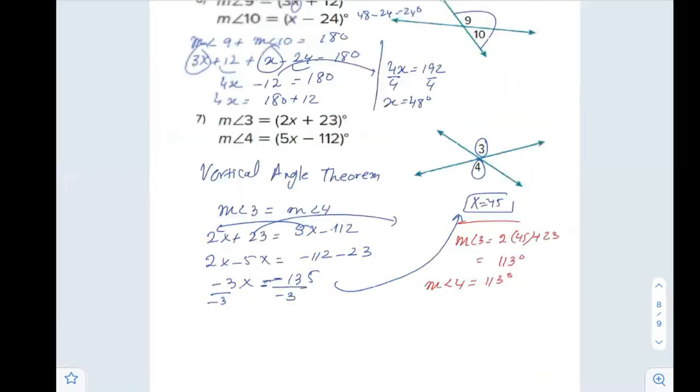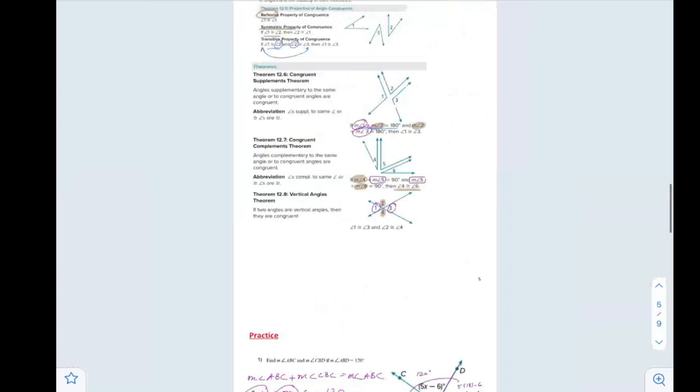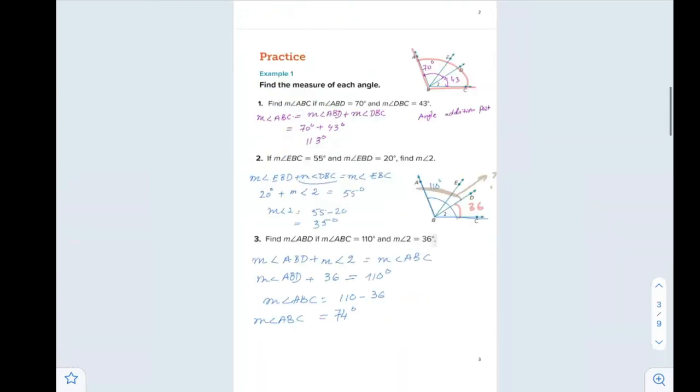Now we have applied most of the theorems: supplement theorem, complement theorem, congruent complement, and congruent supplement. We applied real life application.